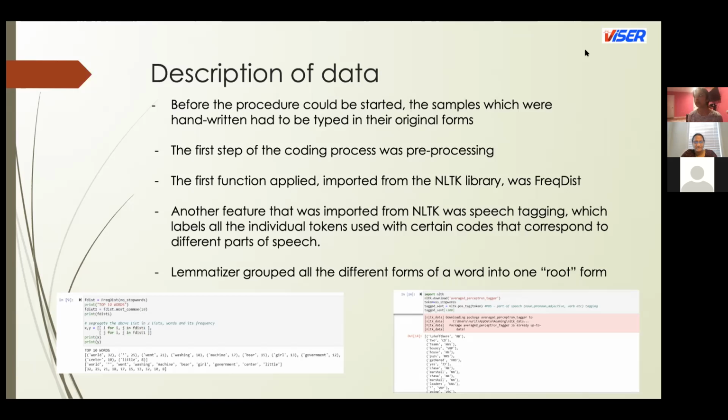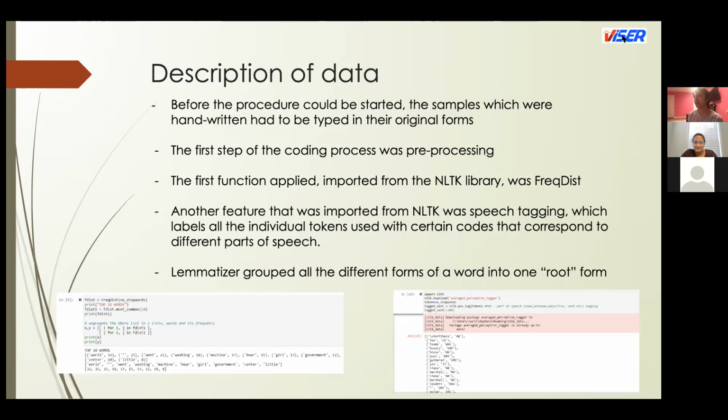So this whole pre-processing stage was mainly there not necessarily to get the meaning of the text, but to make it easier for me, in the next steps, to get the meaning of the text. And so the first actual function applied to analyze the text was imported from the NLTK library, or Natural Language Toolkit, and it was FreqDist. I'm not sure if I'm pronouncing that correctly. And that was mainly used to see the frequencies of certain words.